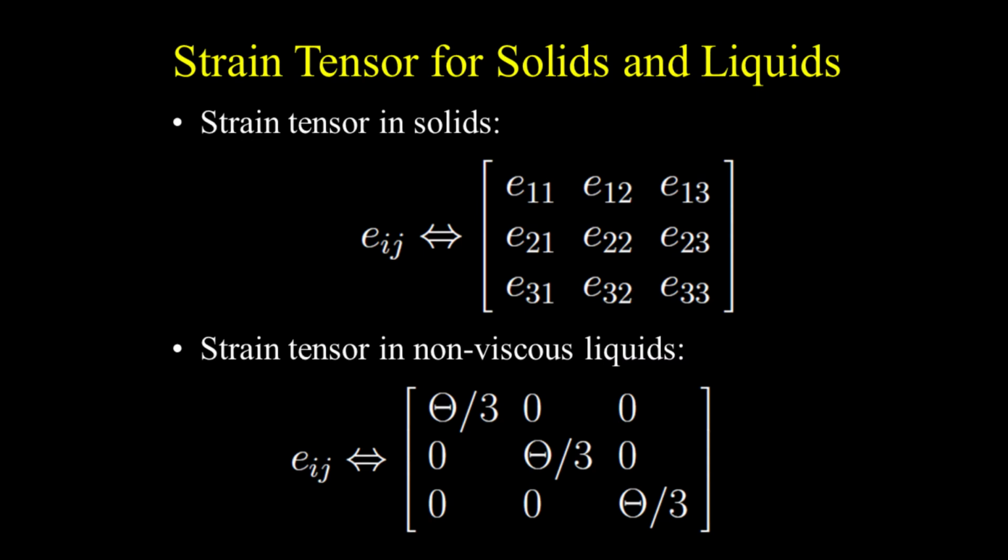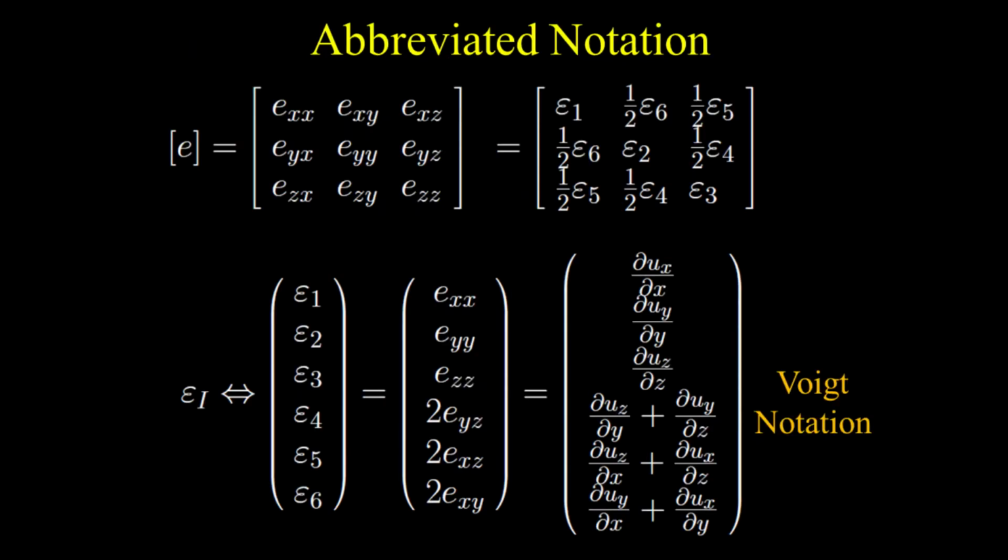Remember that only volumetric deformation is possible in non-viscous fluids. Therefore, all non-diagonal strains are 0, and all the diagonal strains are the same. Here is the Voigt notation of this strain tensor. It allows us to represent the symmetric strain tensor by reducing its order. Basically, the 3x3 matrix, or the second-rank tensor, is reduced to a 6-component vector.